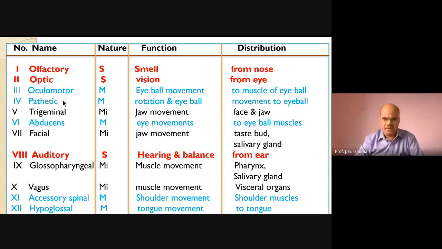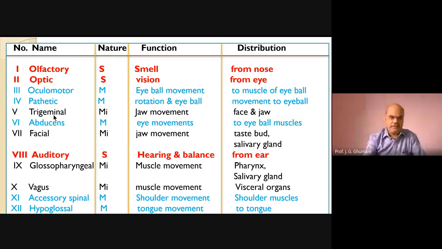Next one is called the pathetic nerve, the one which is motor again, and it is concerned with the movements of the eyeball, the one which is for rotation of the eyeball. So this rotation of the eyeball work will be carried by the pathetic nerve.